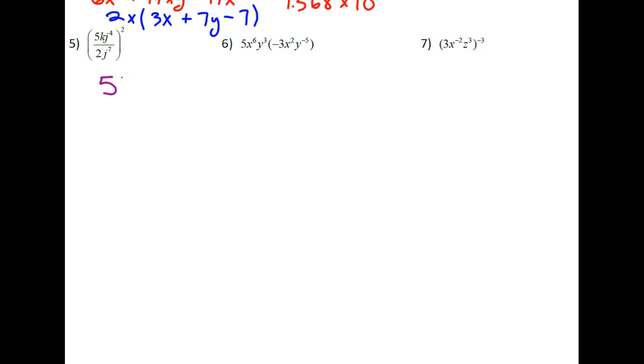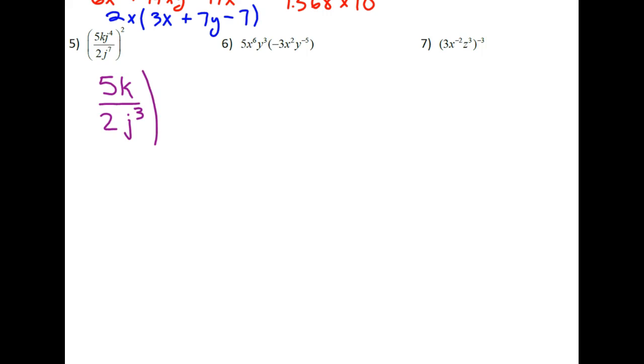Let's make that 5k over 2, and then I have more j's in the bottom. How many more? 3 more. So that's a horrible looking 3 right there. All right, try that again. Holy cow, that was funny. There we go. J to the third.